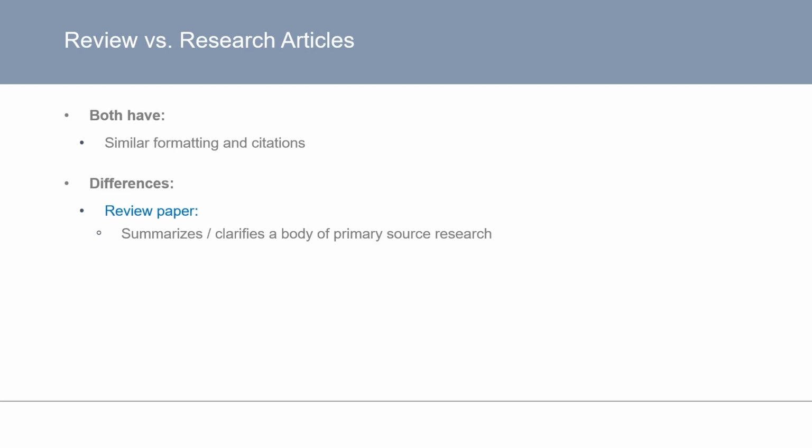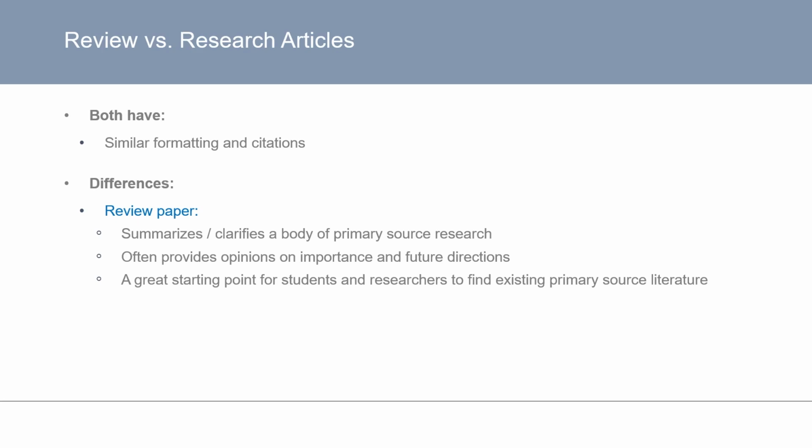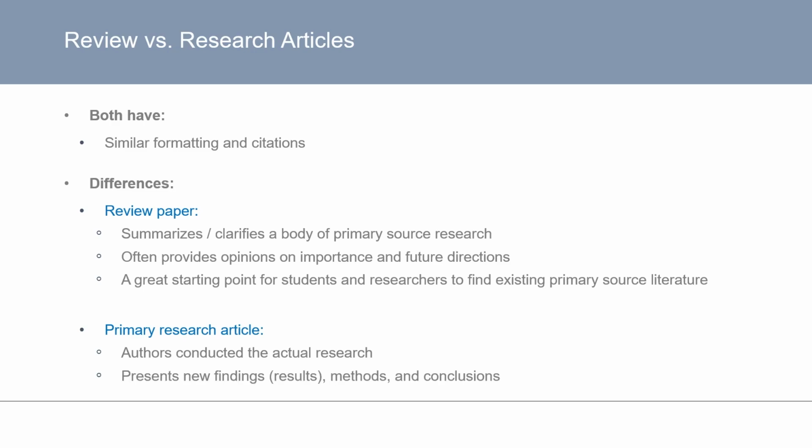Another useful thing to know is the difference between a review and research article, where a research article represents primary literature and a review represents secondary literature. Both have similar formatting and citations. However, a review paper is going to summarize and clarify a body of primary source research. In doing so, it often provides opinions on the importance of work and future directions of research. Review papers are a great starting point for students and researchers to find existing primary source literature. On the other hand, in primary research articles, authors conducted the actual research themselves, and they're the source of brand new findings, methods, and conclusions.